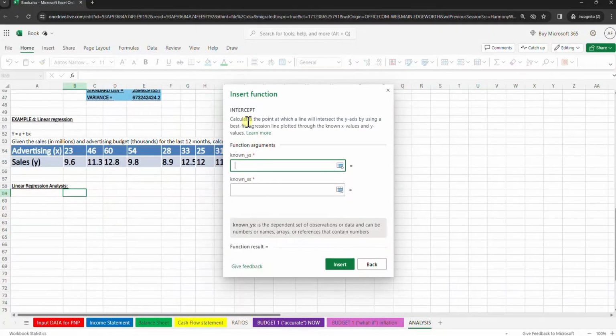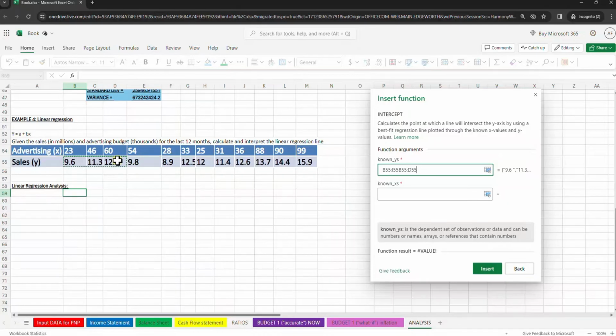The arguments: calculates the point at which the line will intersect the y-axis using the best fit regression line plotted with known x values and y values. So, known y's, known x's. For this one, I need to highlight this, move this across, and highlight that. All right, for the x's, I need to highlight this.